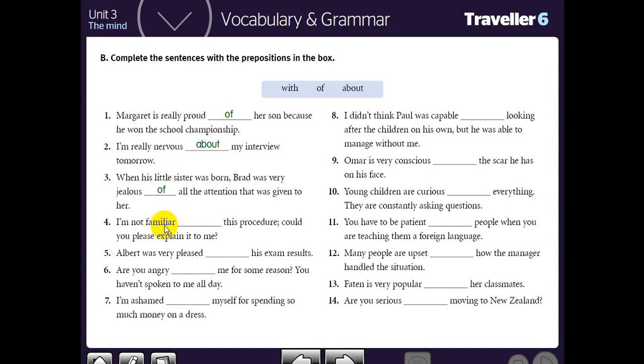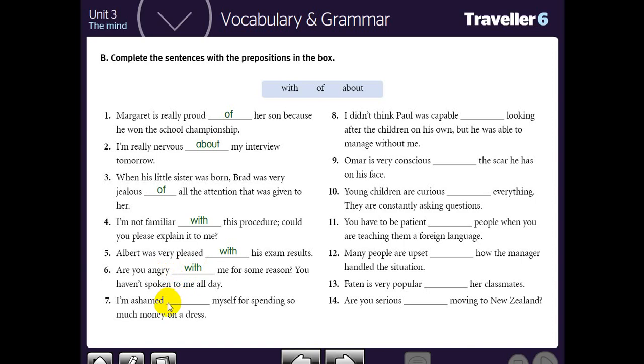I'm not familiar with this procedure. Alberto was very pleased with. Are you angry with me? Angry can be followed by with or of. If you are angry with someone, you must say angry with. Angry of is followed by a thing, while angry with is followed by a person.